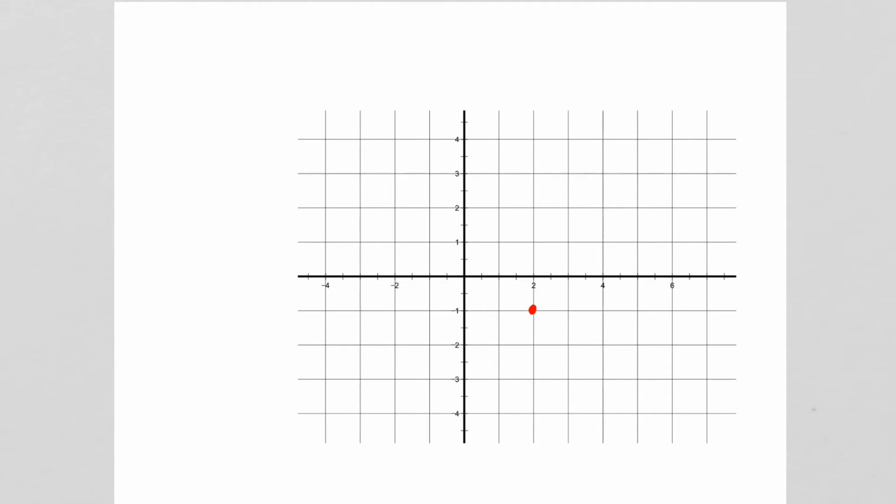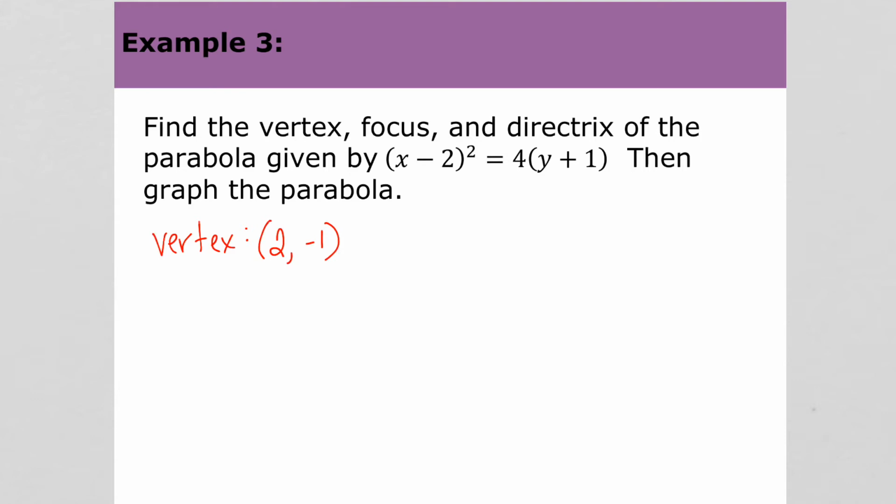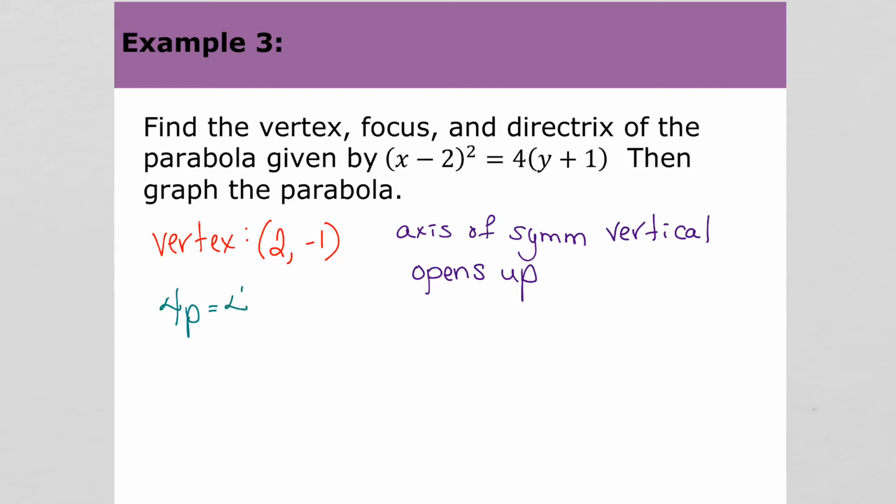There it is. Which way is this opening? So, the axis of symmetry, since we're starting with x squared equals, means the axis of symmetry is vertical. Then, since this number is positive, our parabola must open up. Okay? Next step, find p. So remember, this number is equal to 4p. So to find p, we'll say 4p equals 4. So p is 1.